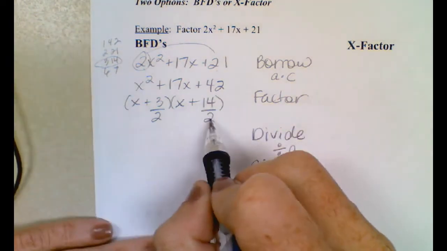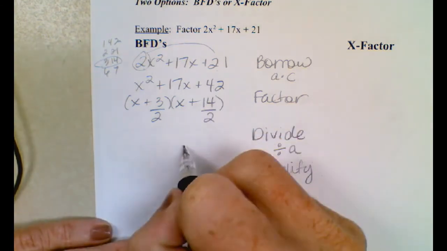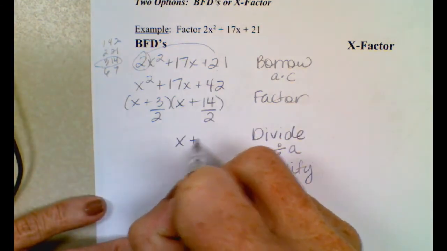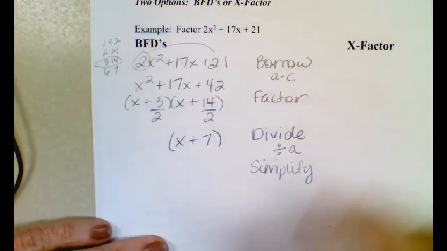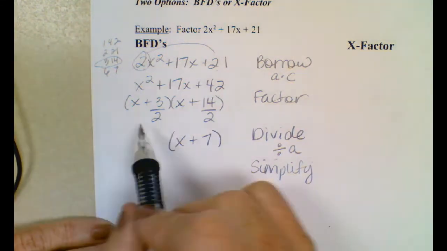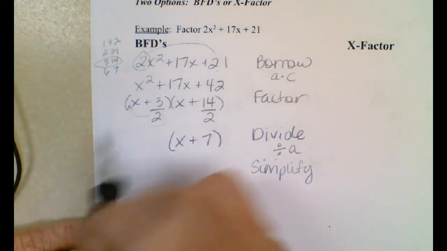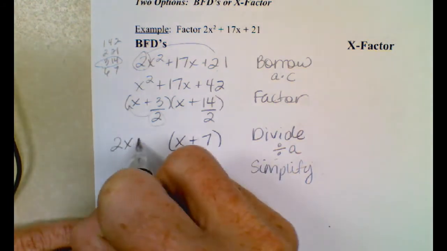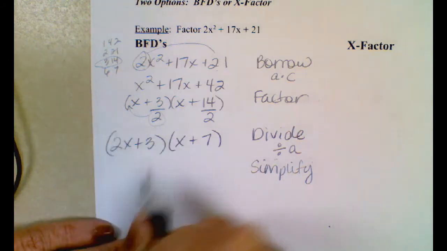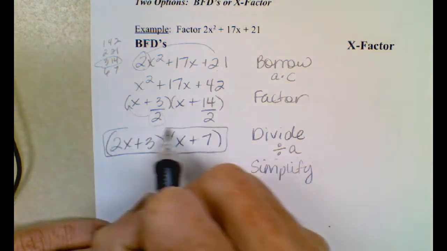If it reduces to a whole number, so for example, 14 divided by 2 is just 7, then you reduce it and you're done. That's one of your factors. If it does not, then this denominator is going to swing out to the front, and this will become 2x plus 3. And those are your factors.